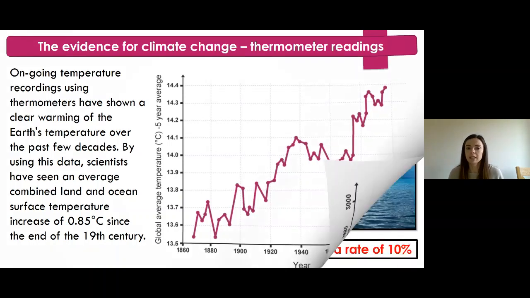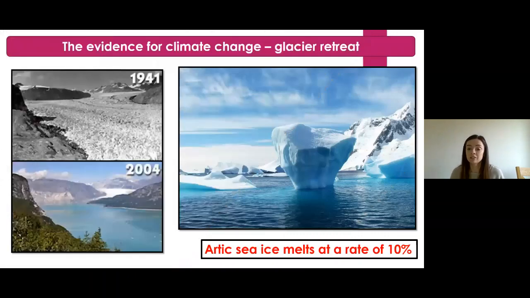Another evidence of climate change is glacier retreat. So here we have on the screen, on the left, a glacier in Peru from 1941 and 2004. And as you can see, the ice has retreated a large distance over this time.